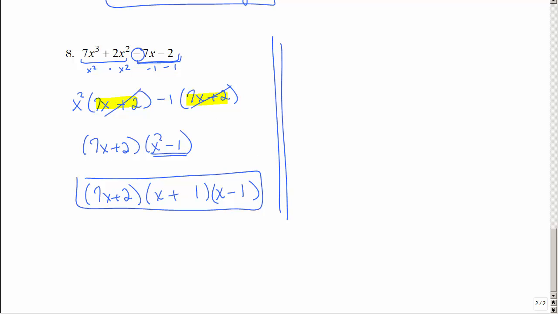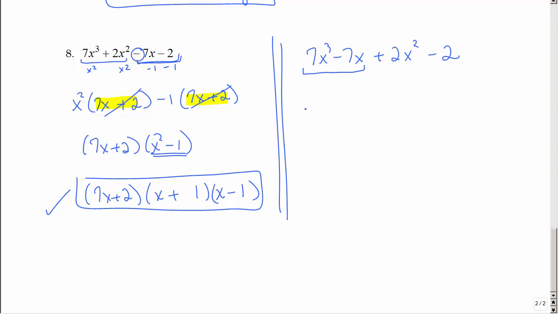What if you said, hey, Mr. Nell, I didn't like grouping it like that. I wanted to put my 7s together. Well, let's do that. Let's put our 7s together and our 2s together. Now this is right. I didn't do anything wrong, but let's say you wanted to do it like this. I could put my 7s.